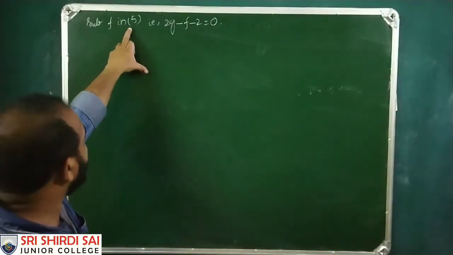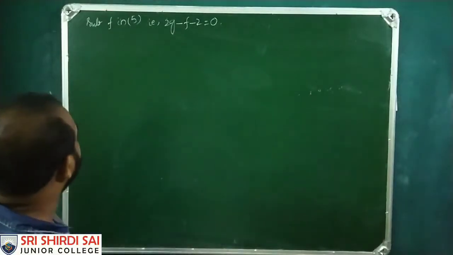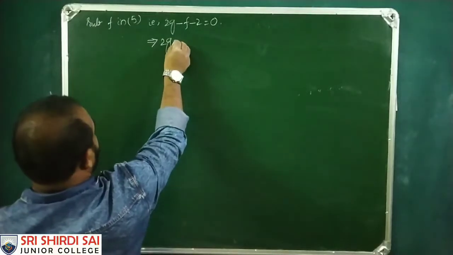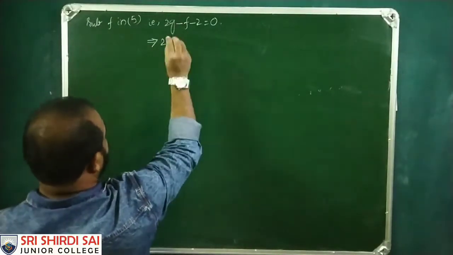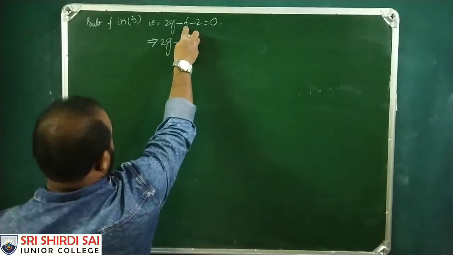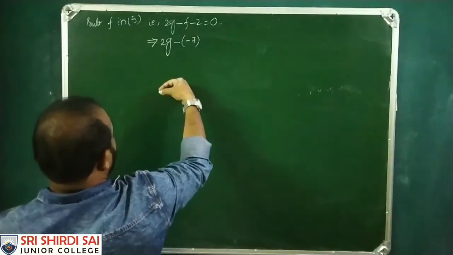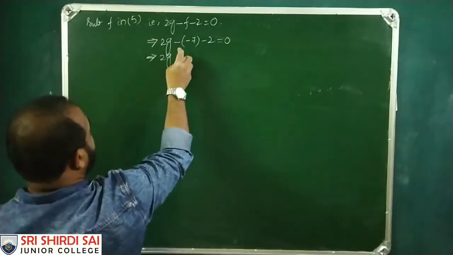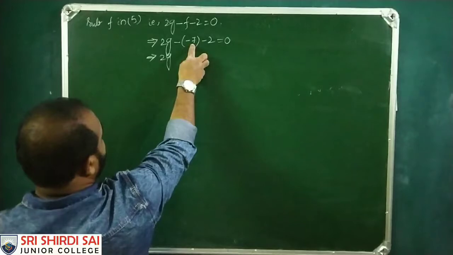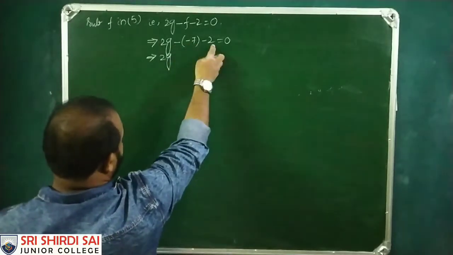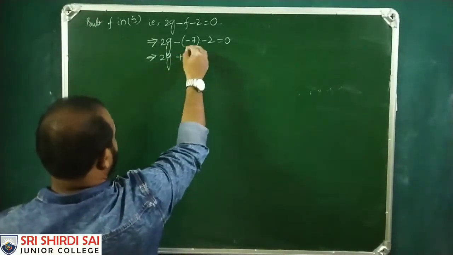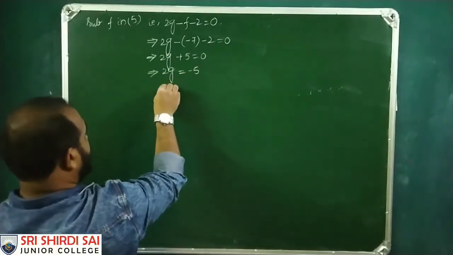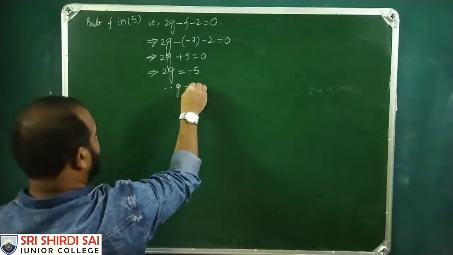Substituting f in 5, that is 2g minus f minus 2 equals 0. 2g minus f, the f value is minus 7 I got, minus 2 equals 0. This implies 2g minus of minus 7, that is plus 7, minus 2 is plus 5 equals 0. This implies 2g is equal to minus 5. Therefore, g value is minus 5 by 2.